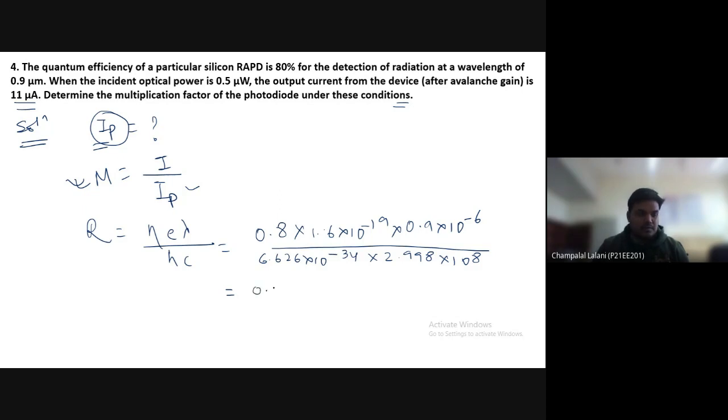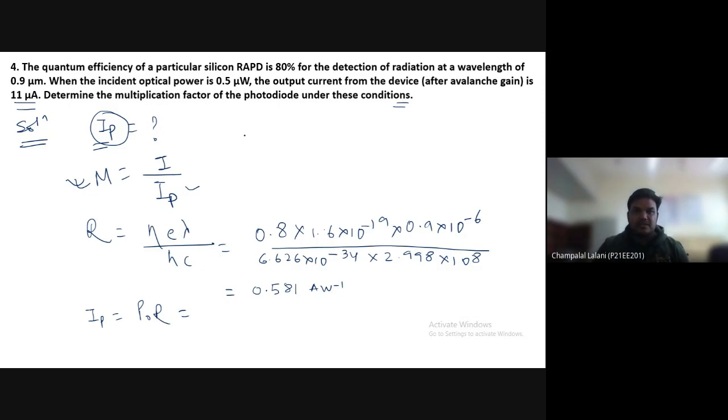So the answer is 0.581 ampere per watt. This is the responsivity that you will be getting if you solve this part. Now, once you have got the responsivity, then you can calculate the photocurrent, which is I = P R.